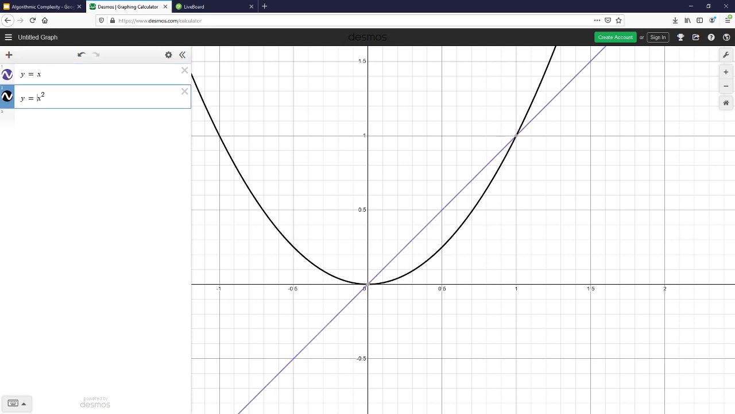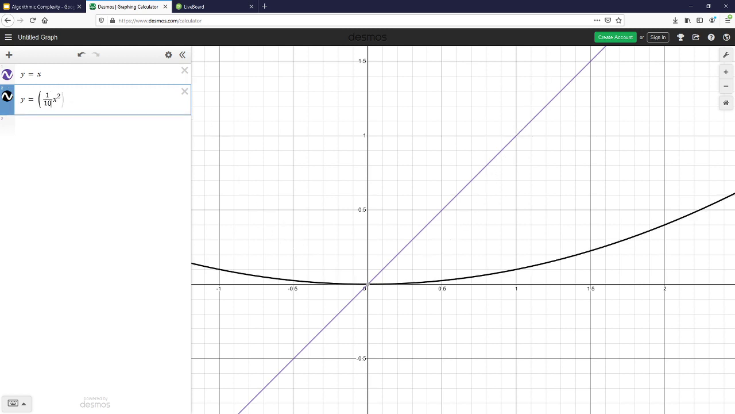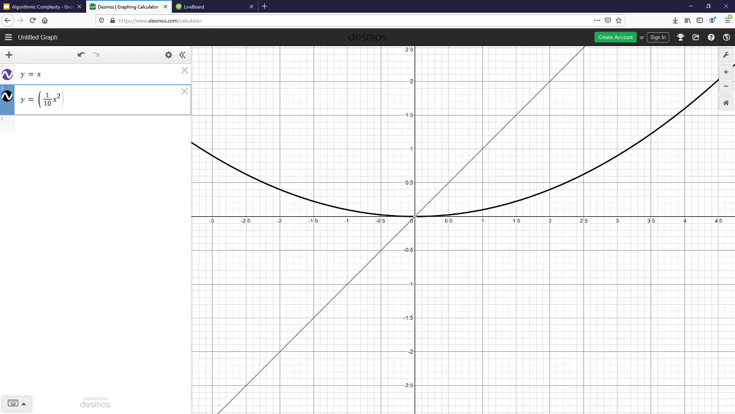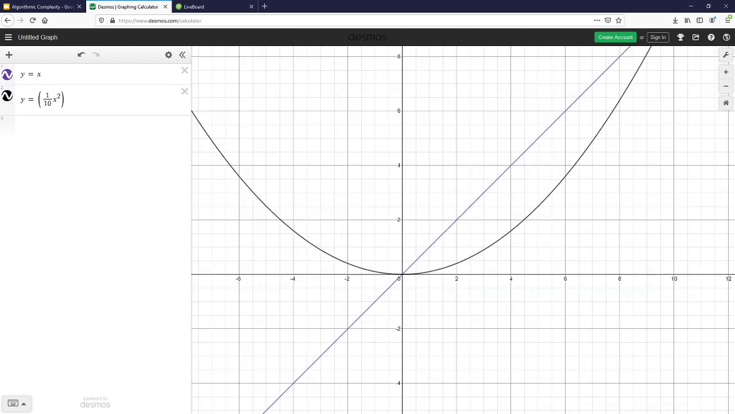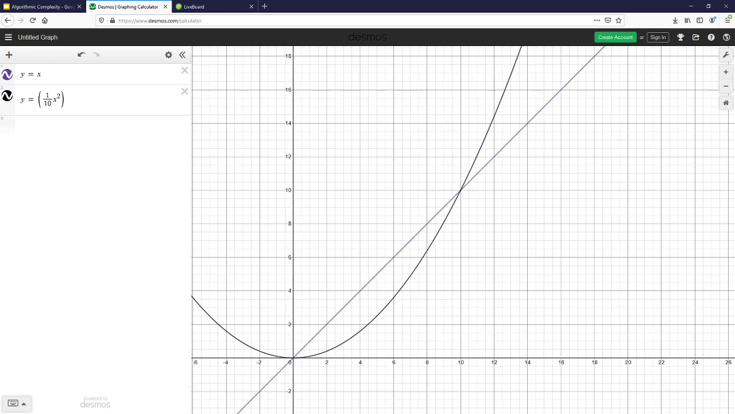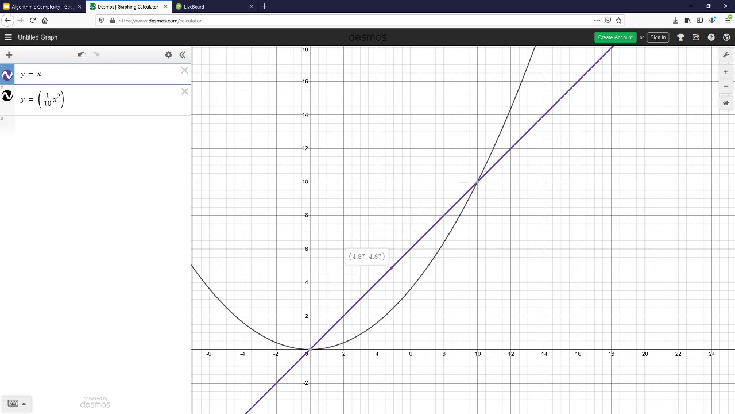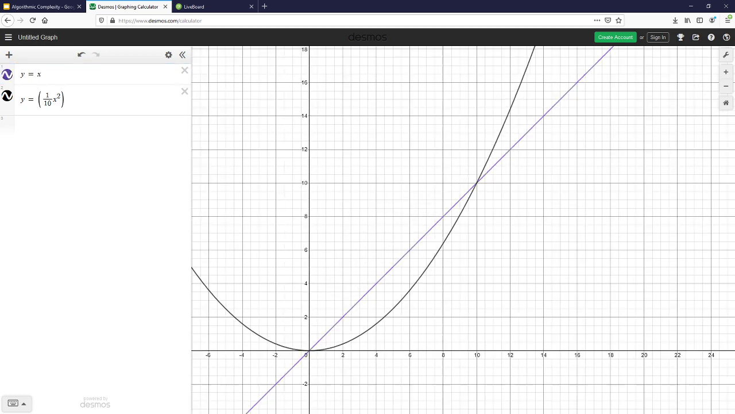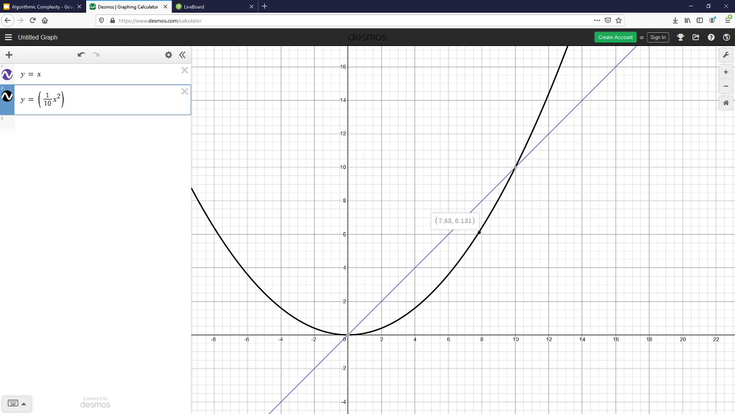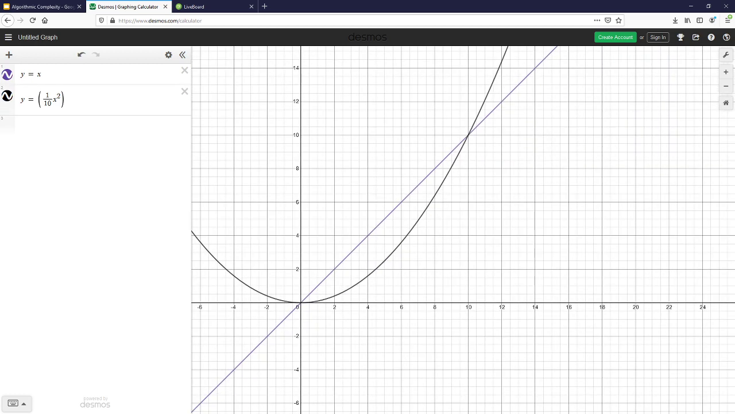And we can play the same trick if we do something like 1/10 x squared. And we see that we can go really far out, and this function is still bigger. So what that means is that the amount of time that this algorithm would take would be longer than the amount of time that this algorithm would take. But that's not really what Big O is talking about.